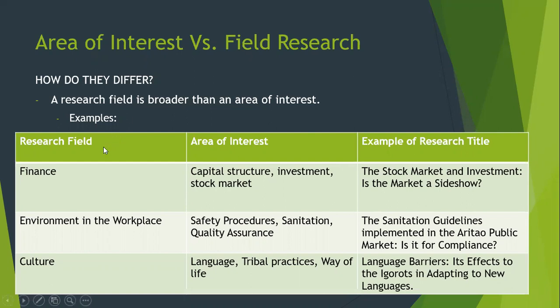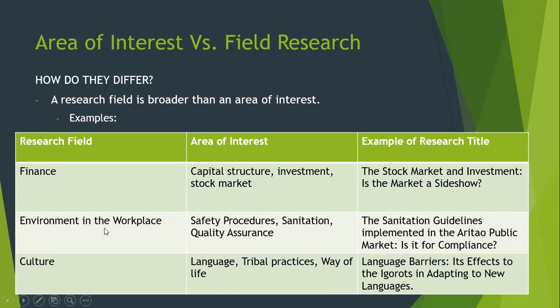So we have three columns: the research field, the area of interest, and an example of a research title representing these concepts. Okay, so the first one, if we are going to focus on finance as our research field, then the possible areas of interest can be capital structure, an investment, or a stock market, since these belong to the field of finance. Now, an example of a research title here, as we may read: the stock market and investment, is the market a sideshow? Okay, so that is an example of a research title.